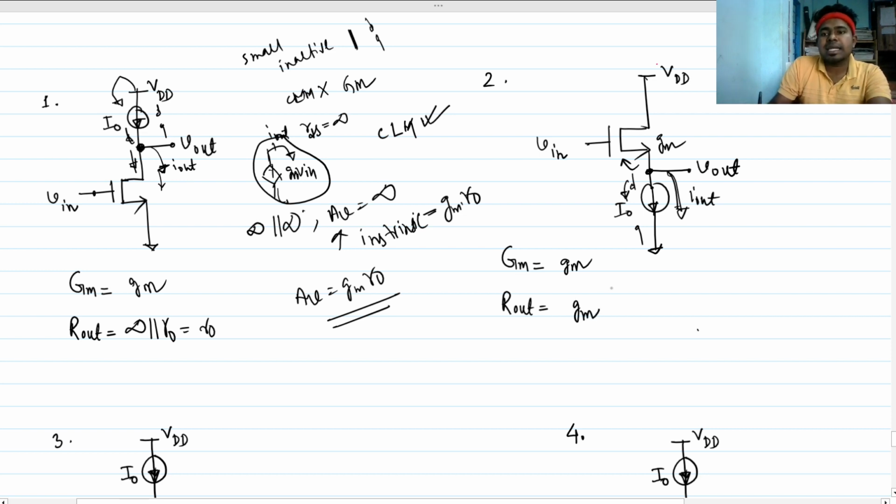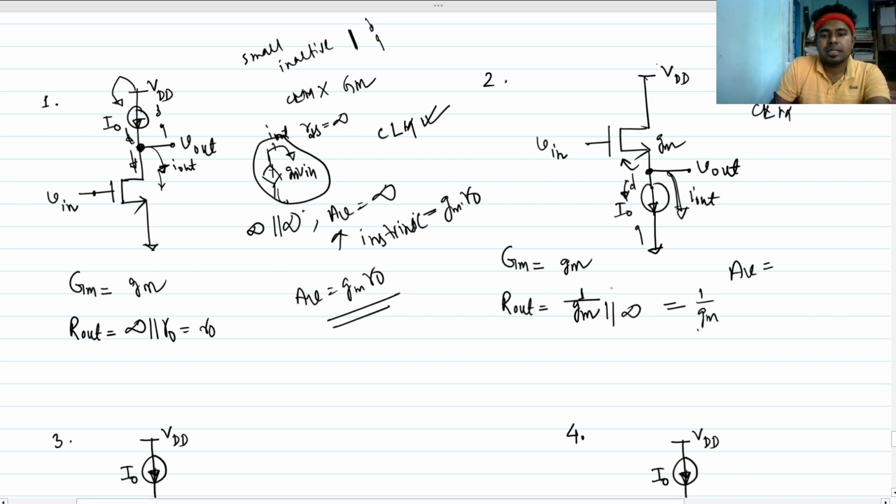gm, and we are neglecting CLM here. Looking in, the impedance from the node downwards will be nothing but infinity, right? This will be 1 over gm. As it is a constant current source, the R out will be nothing but 1 over gm.